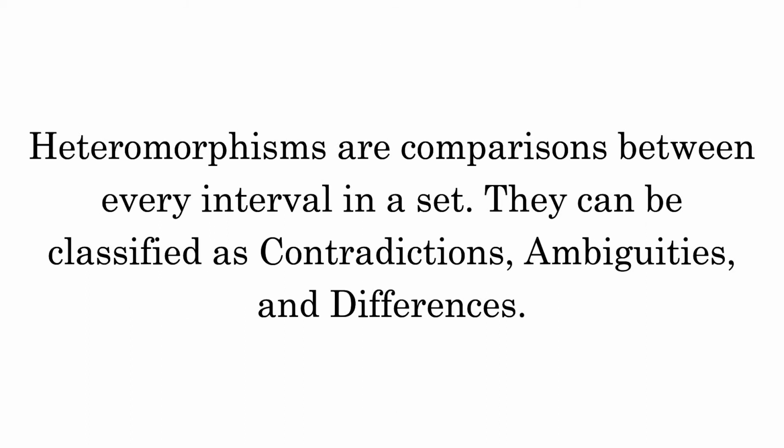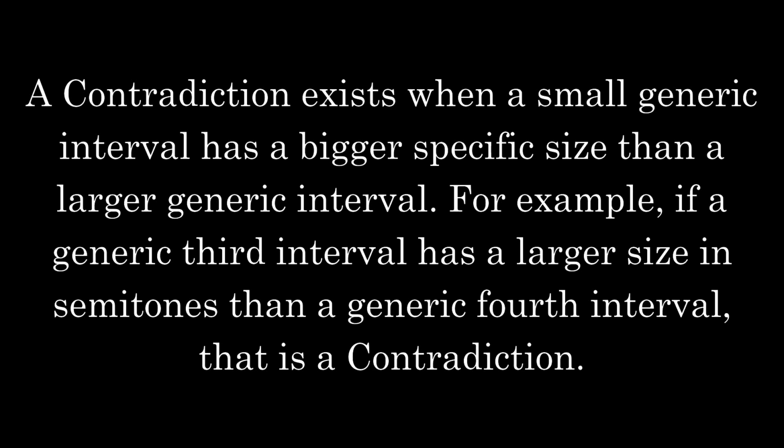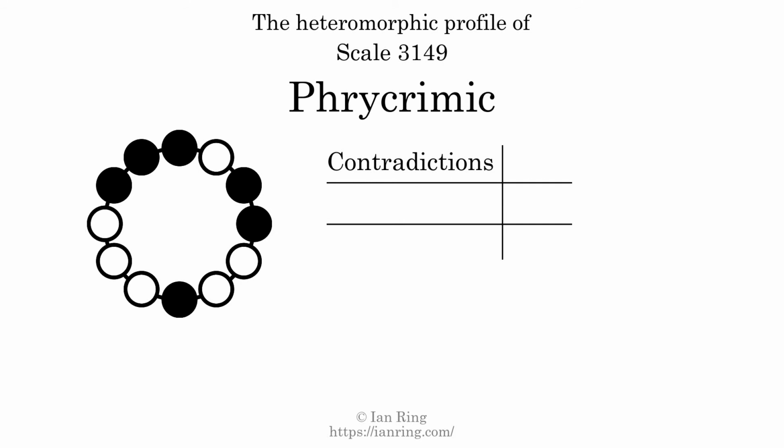Heteromorphisms are comparisons between every interval in a set. They can be classified as contradictions, ambiguities, and differences. A contradiction exists when a small generic interval has a bigger specific size than a larger generic interval. For example, if a generic third interval has a larger size in semitones than a generic fourth interval, that is a contradiction. The number of contradictions in this scale is 21.